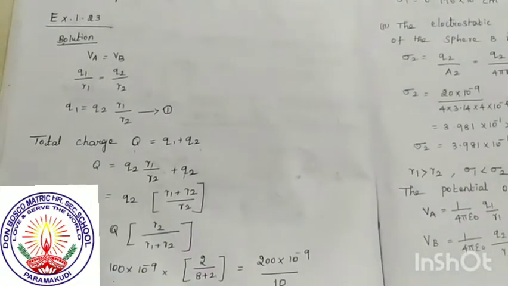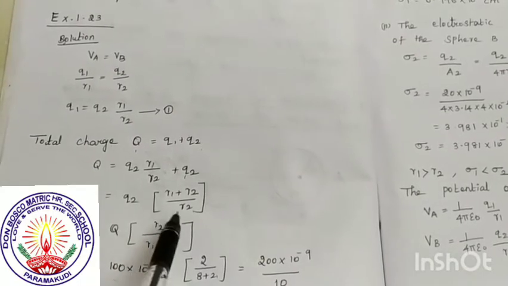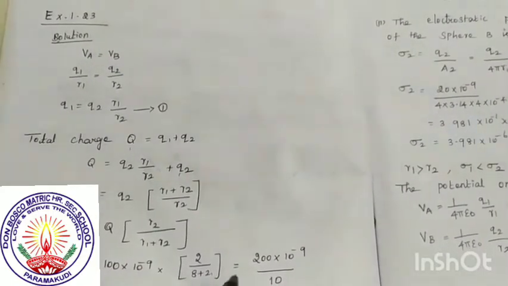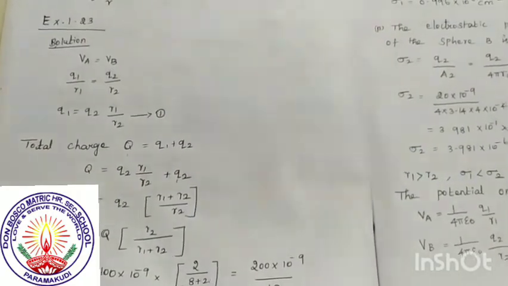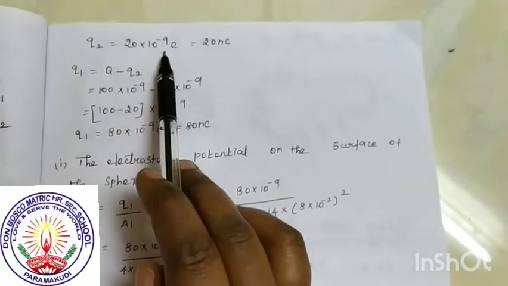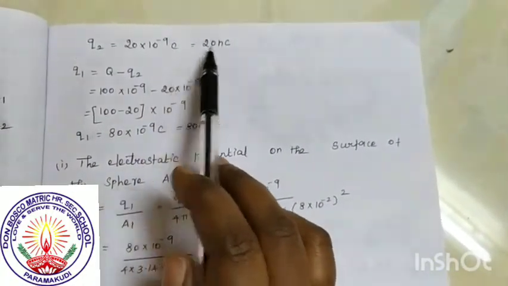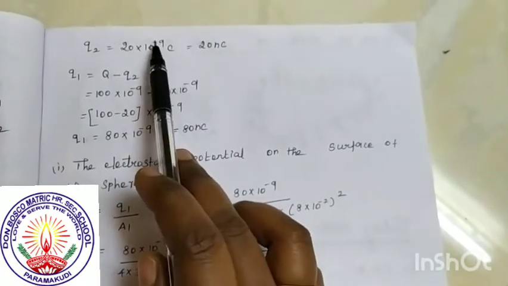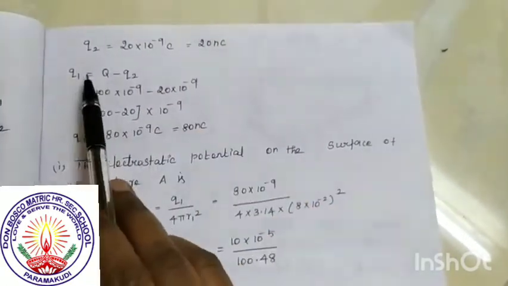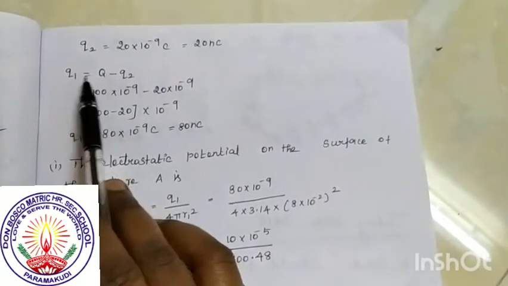We get the formula, and we know the values of Q, R1, R2. Substitute these values and we get the answer: Q2 is equal to 20 into 10 to the power minus 9 coulomb. So 10 to the power minus 9 means nano, so 20 nanocoulomb.